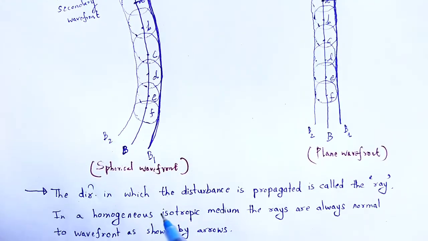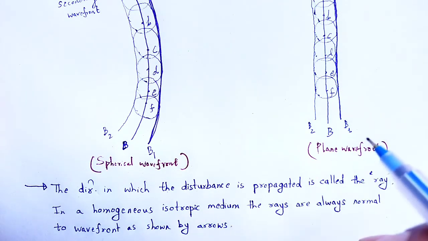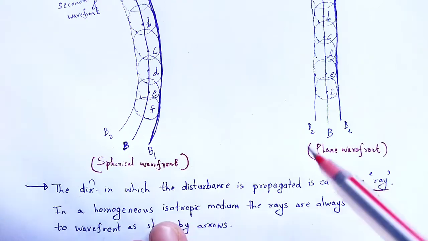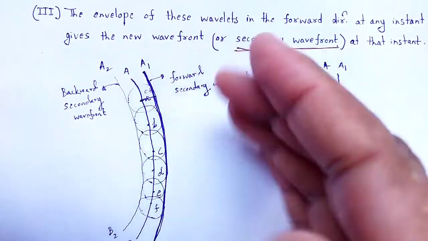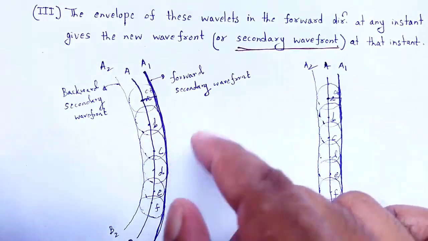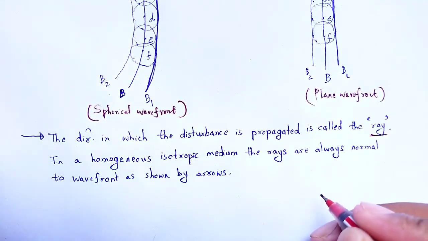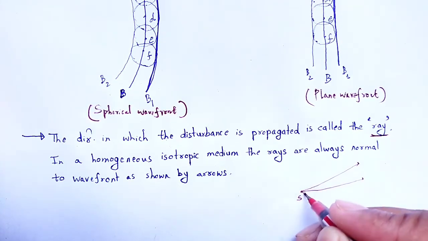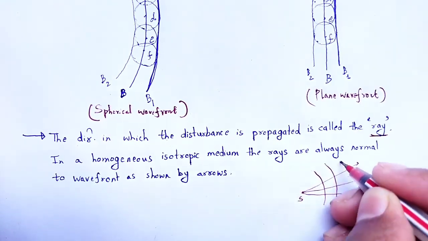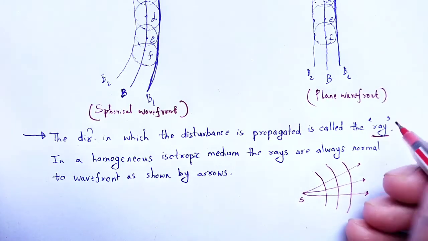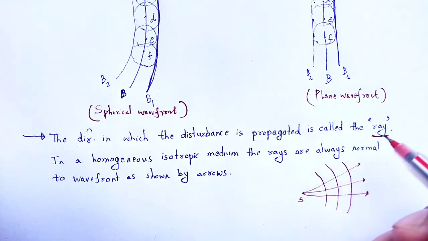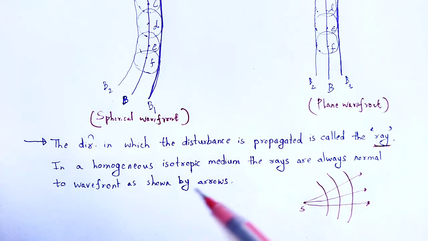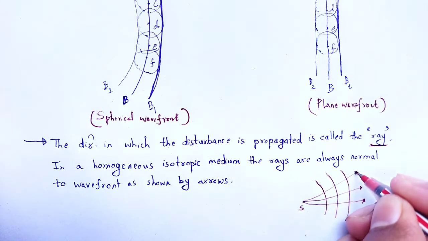Look here, the direction in which the disturbance is propagated is called a ray, or we can say a ray of light. So, the ray is the ray of light as we drew in the case of a spherical wavefront. Let that be the source. These are the conditions for a spherical wavefront. These are the rays, and the rays denote the direction in which the disturbance is propagated. And in case of a homogeneous isotropic medium, the rays are always normal to the wavefront as shown by the arrows.